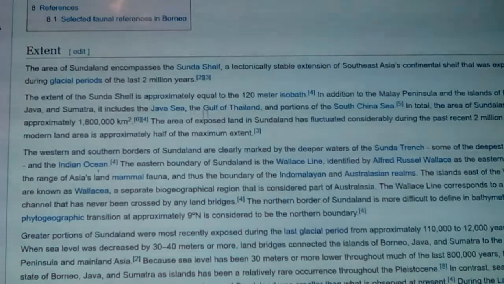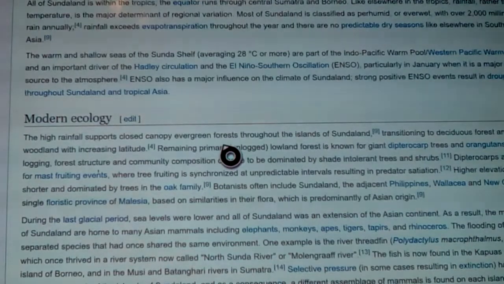The Java Sea, Gulf of Thailand, and portions of the South China Sea, even where I used to get some of my corals from. And this whole area of landmass equates to at least 1.8 million square kilometers of land. To give you an idea of how that works, basically. In a minute, we'll go into that.